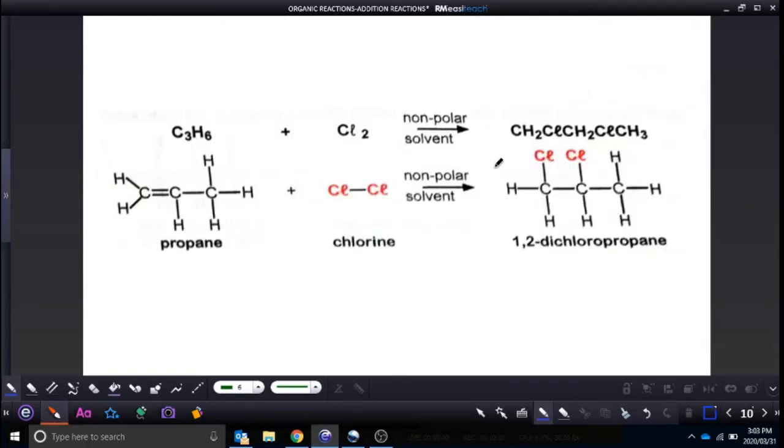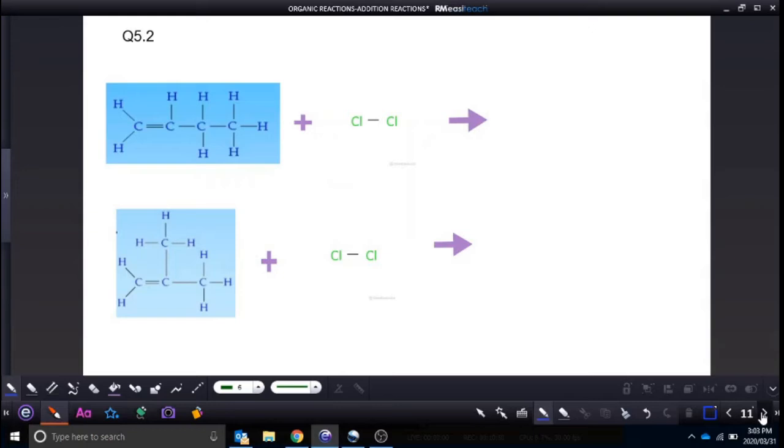Let me just show you another one. Here we have a propene. The name here is wrong. It's not propane, it's a propene. And we add chlorine to it. So in other words, what will happen? Our chlorine is going to break. We're going to form two more bonds. And we will get our 1,2-dichloropropane.